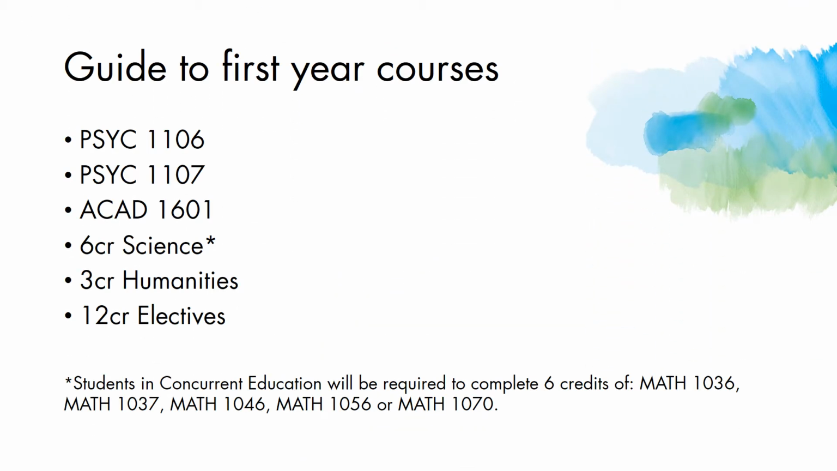The following is a list of suggested first-year courses for a student in the BA Psych program. You will notice all of your required first-year BA Psych courses, as well as some breadths and electives. The single asterisk provides students information on concurrent education. Completing the 6 credits of math required for concurrent will also satisfy all 6 credits of science breadth requirements. Information and a list of what counts towards your breadth requirements can be found next.